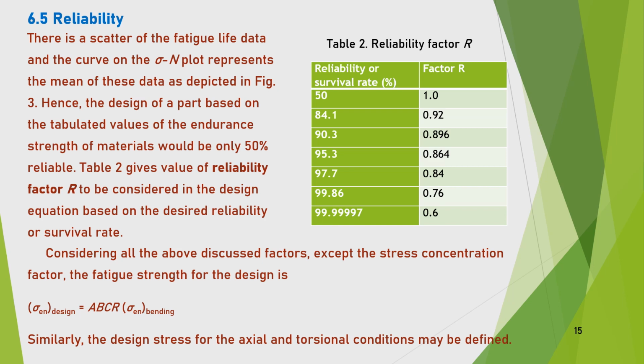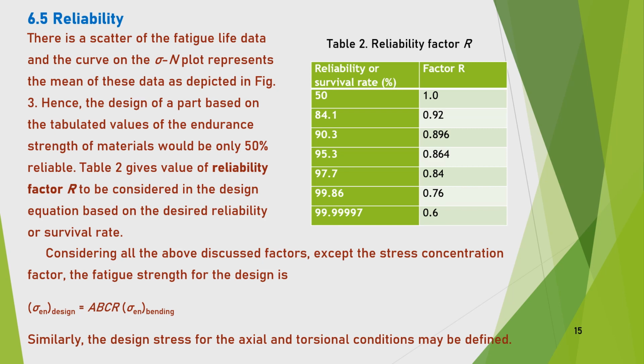But as we go for higher reliability, the factor reduces significantly, and at the highest reliability in the table, the strength is to be reduced by about 40%. Considering all the above discussed factors, except the stress concentration factor, the fatigue strength for the design is defined as design endurance strength sigma En design is equal to ABCR multiplied by sigma En bending.